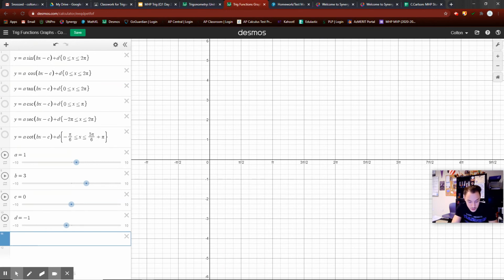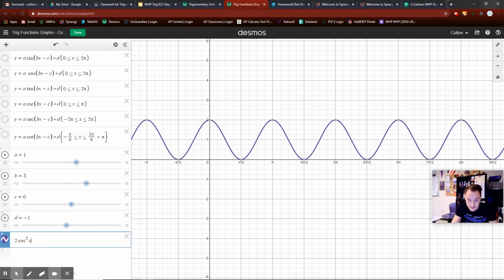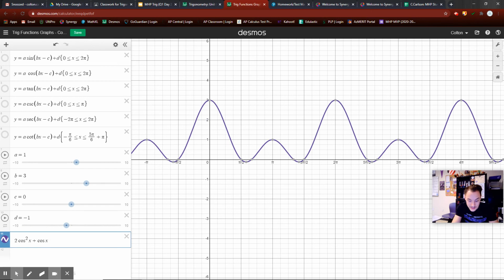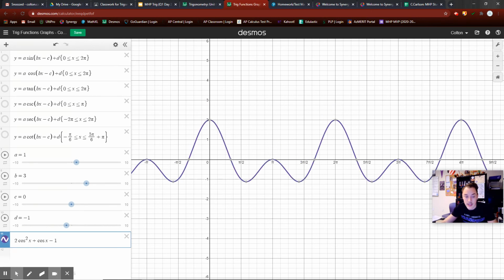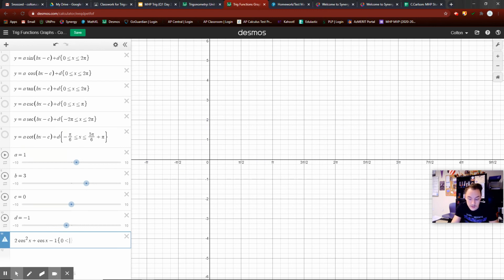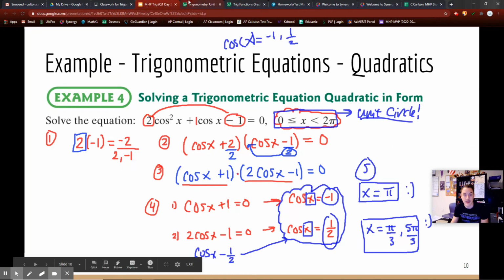I was given 2 cosine squared x plus cosine x minus 1. Now this is what the graph looks like, and I was restricting it from 0 to 2 pi. So I need to make sure I do that, my restriction, and then those are going to be my answers. Pi over 3, pi, and 5 pi all over 3. Those are my exact answers here. Pi over 3, and 5 pi all over 3.